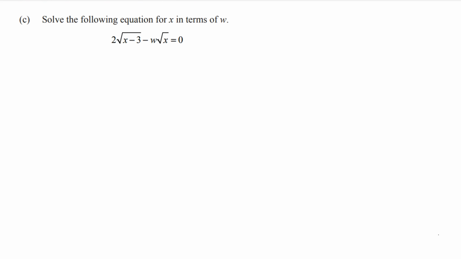Cool, so let's go to question C. So question C, we've been asked to write x in terms of w. So our first step is to rearrange, get rid of this square root is what we're trying to do. So we're going to move w square root of x to the other side. And once we are there, then it is just a matter of squaring both sides. So we're going to square this and we're going to square this.